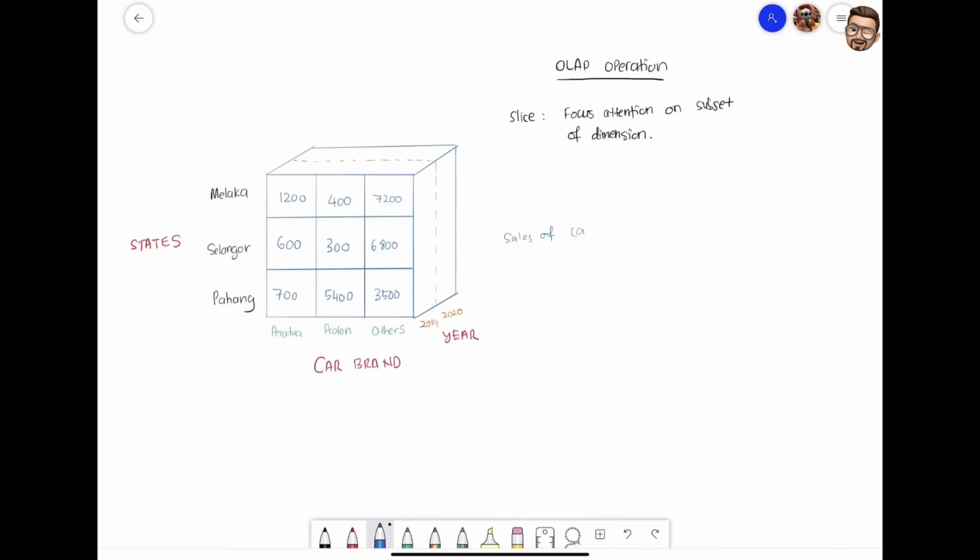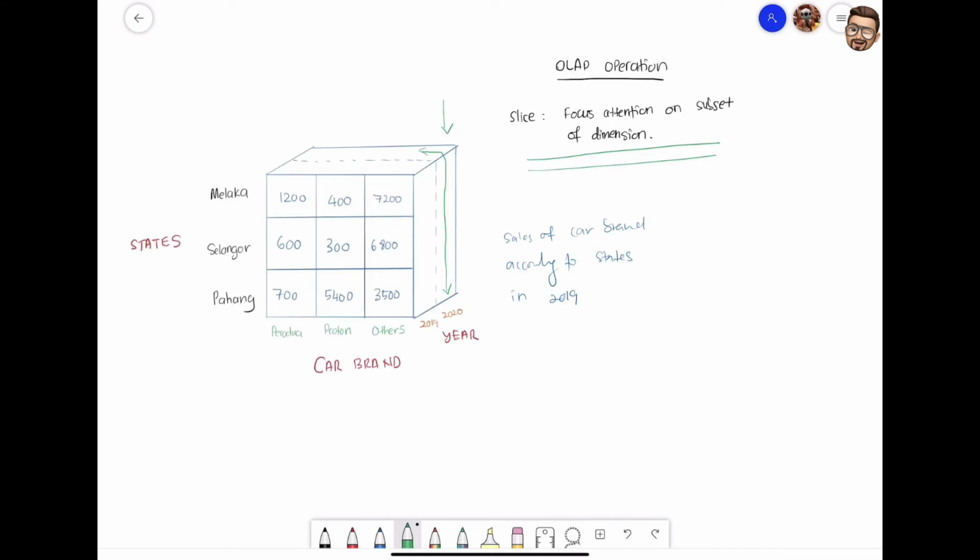of car brand according to states in 2019, because as I said, for 2020, the data is behind here. We cannot see. So how do we see the data for 2020? You can do a slice operation. So what is a slice operation? This focuses attention on a subset of dimension.